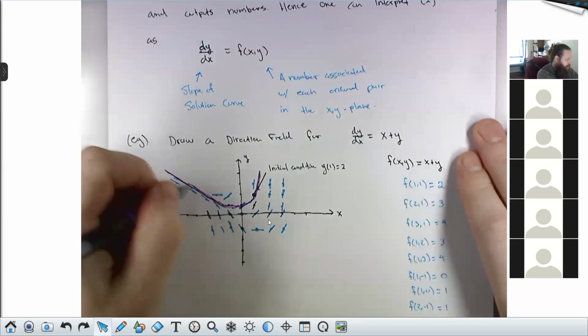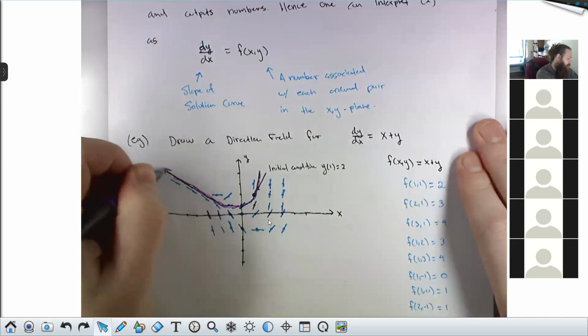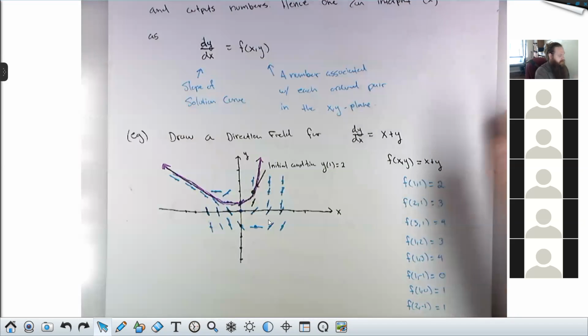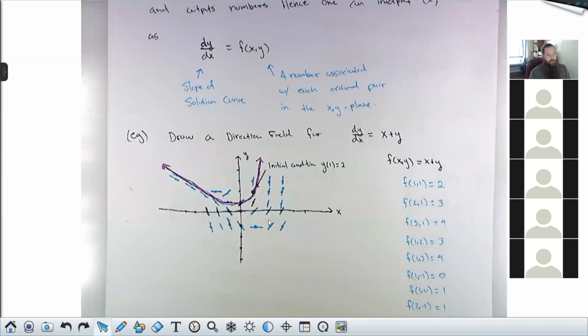So this right here, this purple curve, is a solution to that differential equation. It's the solution to that differential equation subject to the initial condition that y of 1 is equal to 2. Cool, right?